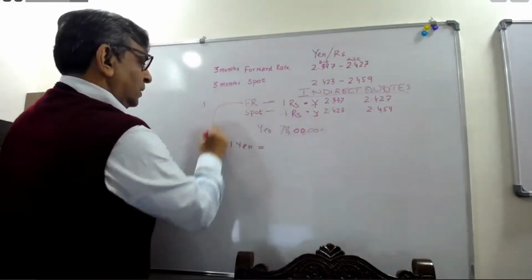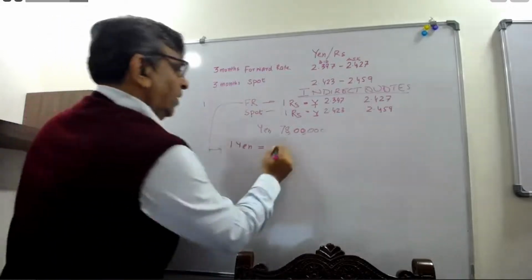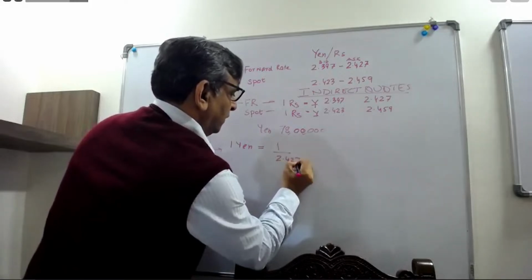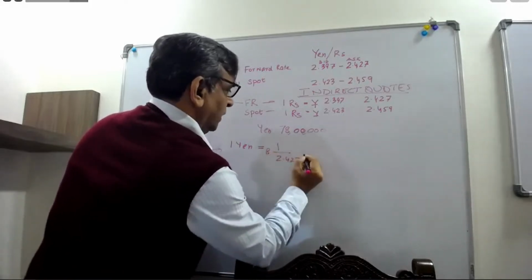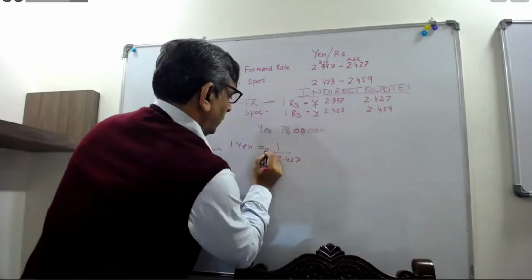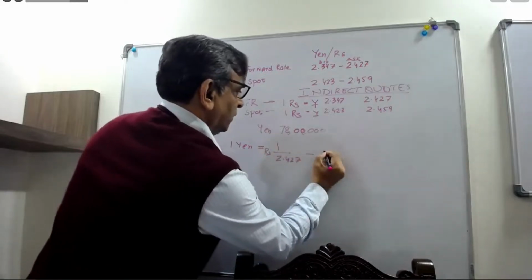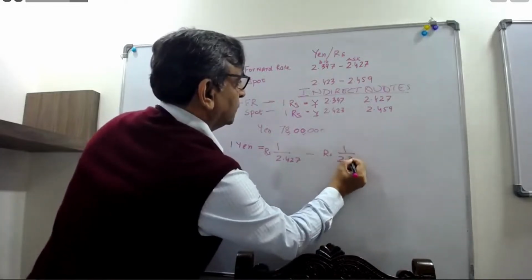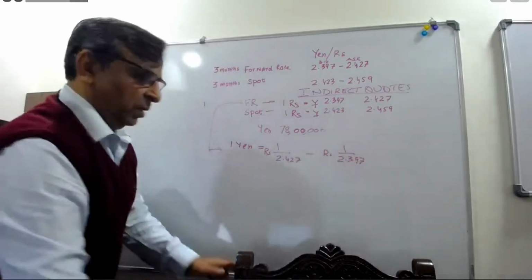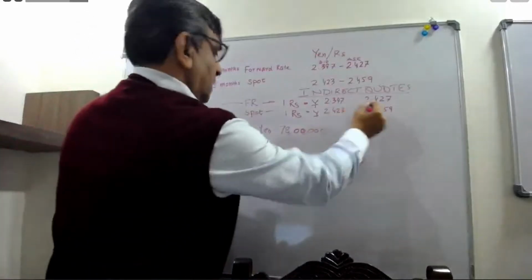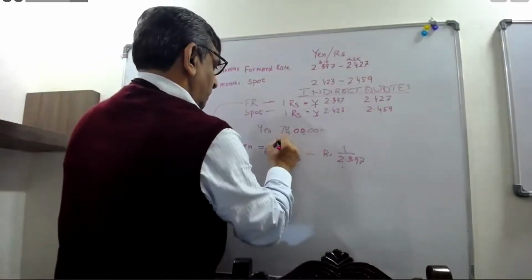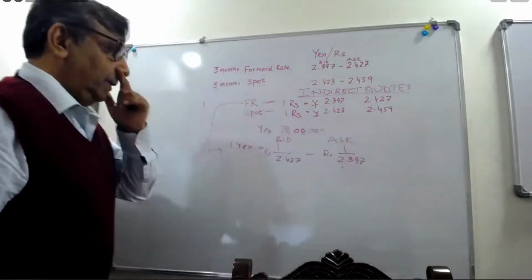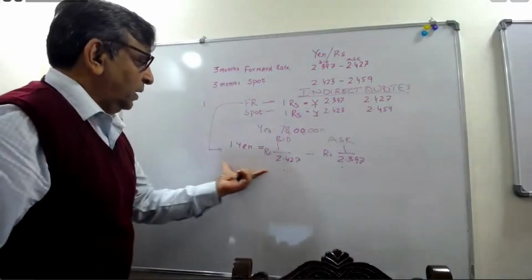So first we are going to convert this forward rate. 1 yen will be 1 divided by 2.427. So this will become rupee. And the second one will be rupees 1 divided by 2.397. So this will come here and this will come here. So this will become bid. This will come ask. Fine. So 1 yen is this.